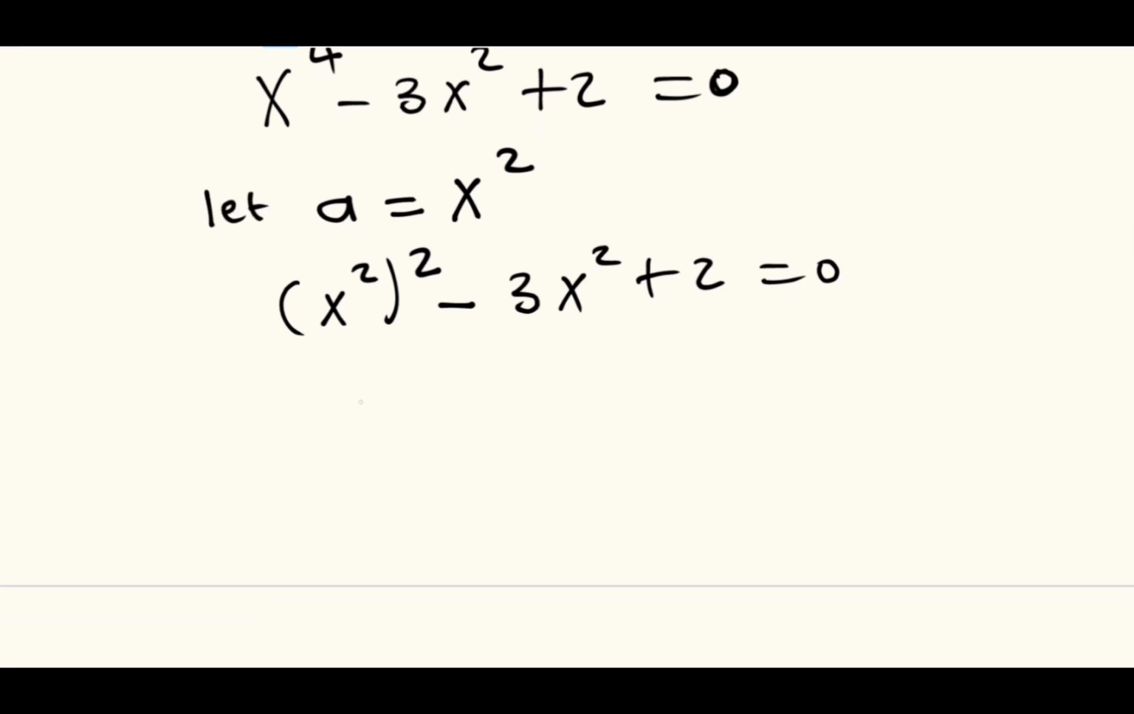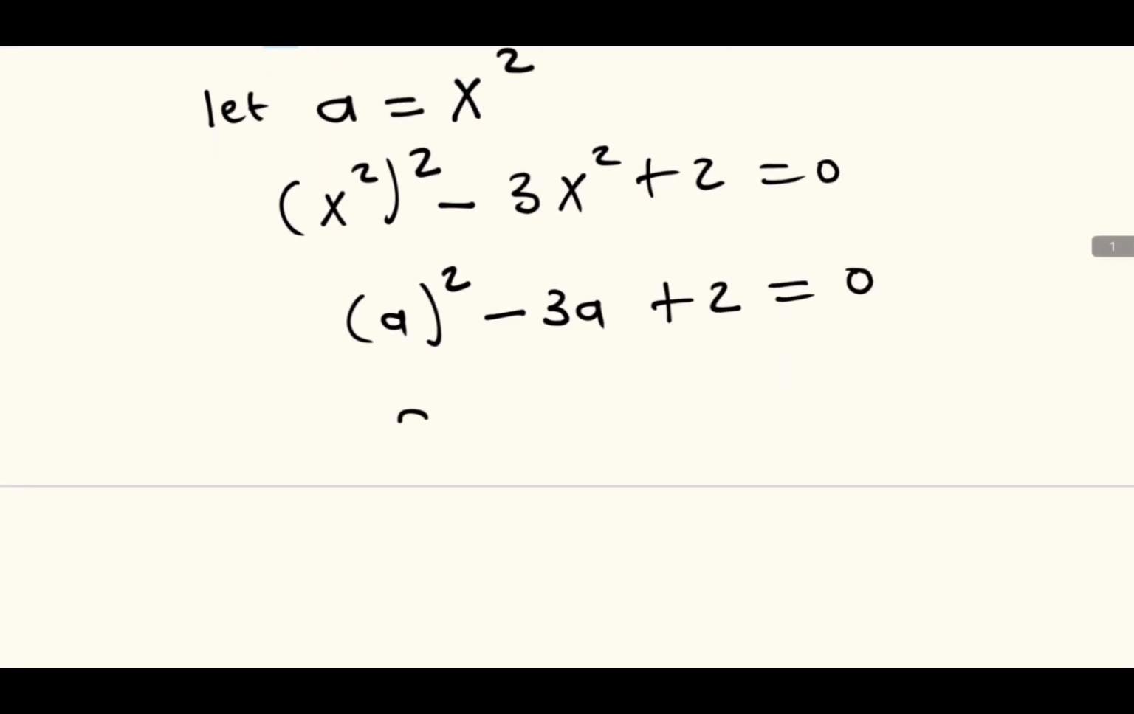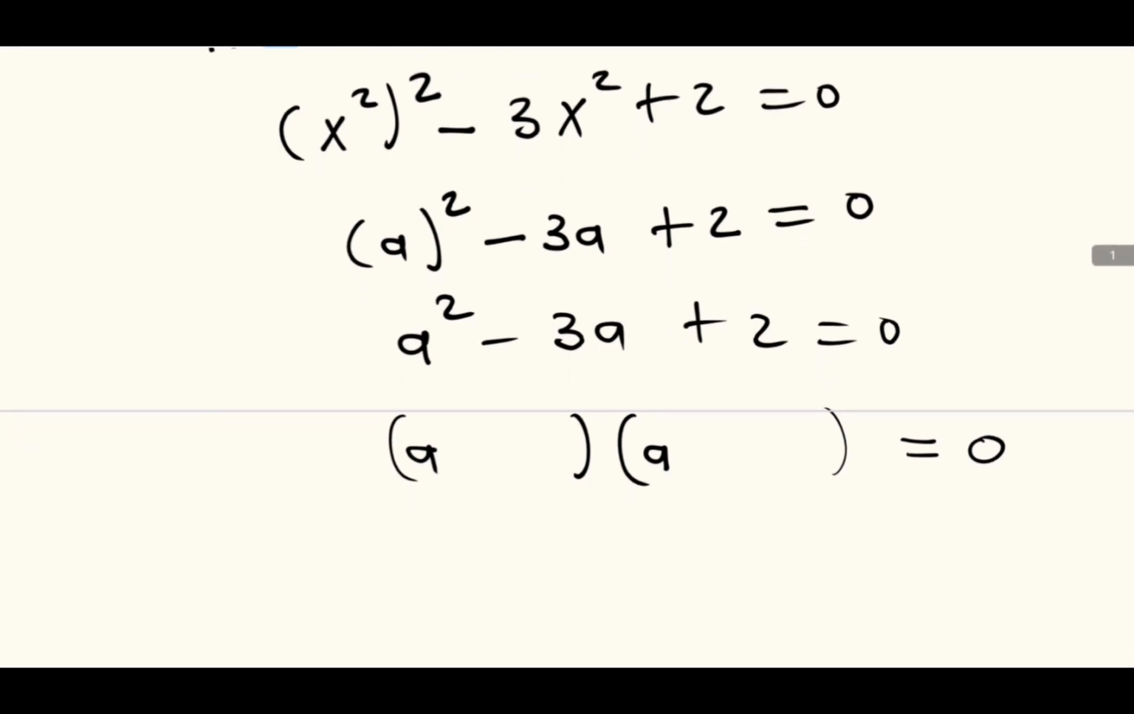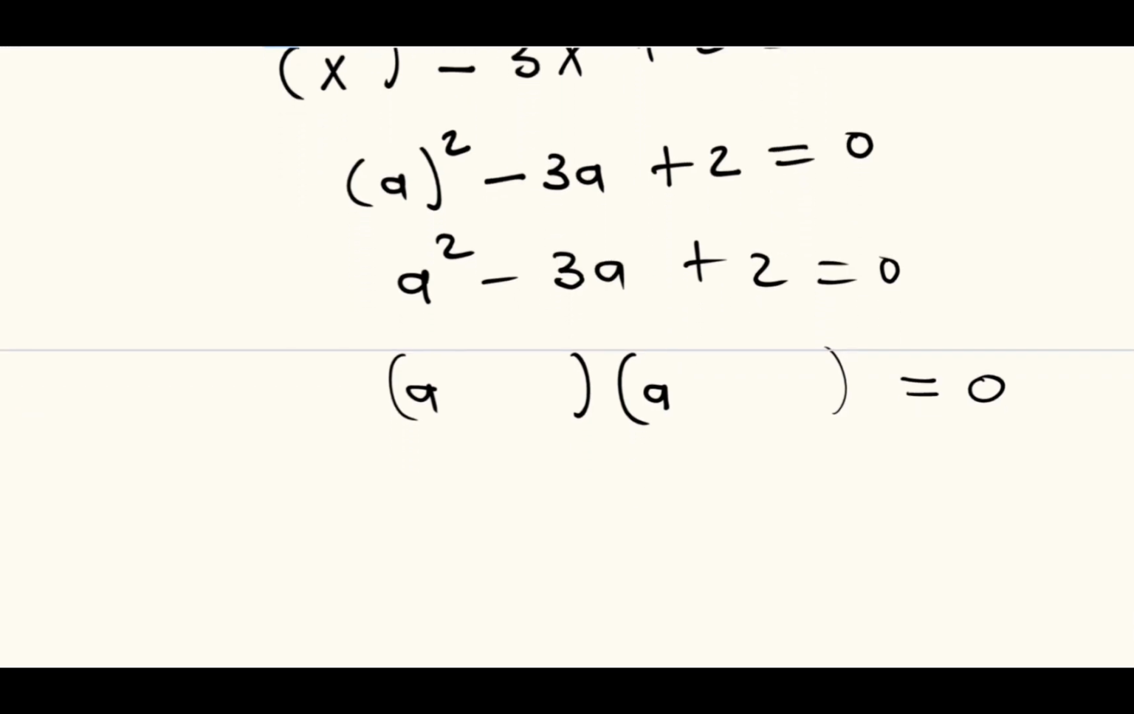Where there is x squared, we will substitute a. There is also x squared here, so we'll substitute a. From here we solve for a, so we can see that now this is also a quadratic equation. So let's factorize in order for us to solve for a, and after solving for a we will solve for x.